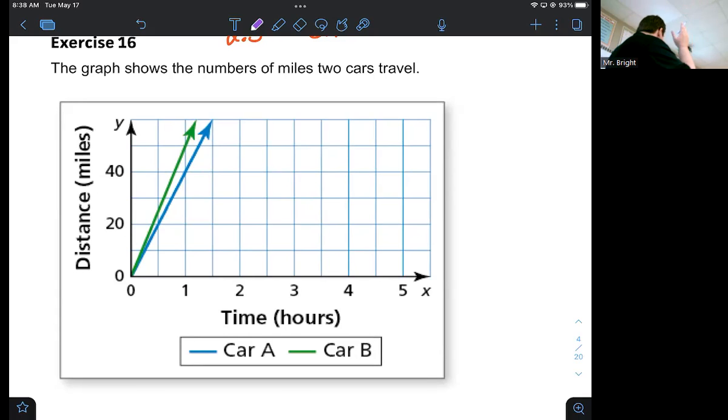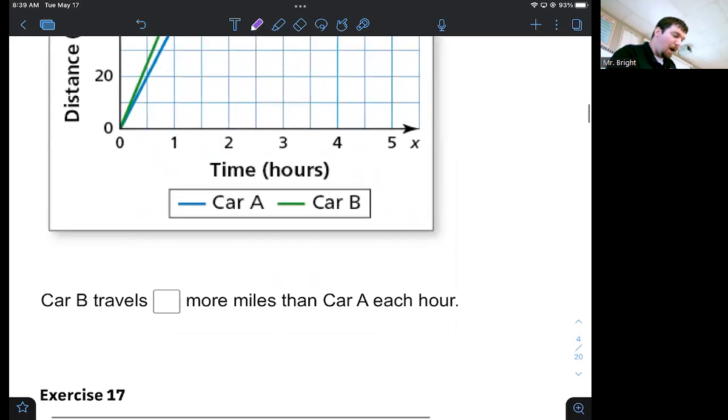Now, when you have a line, or in this case, two of them, and those lines travel through the origin, those lines are special lines called direct variations, also called proportional relationships. More on that in a moment. They're called direct variations. And that makes sense here, because if the car doesn't travel for any length of time, it's not going to go any miles. So it makes sense it would start at 0, 0.